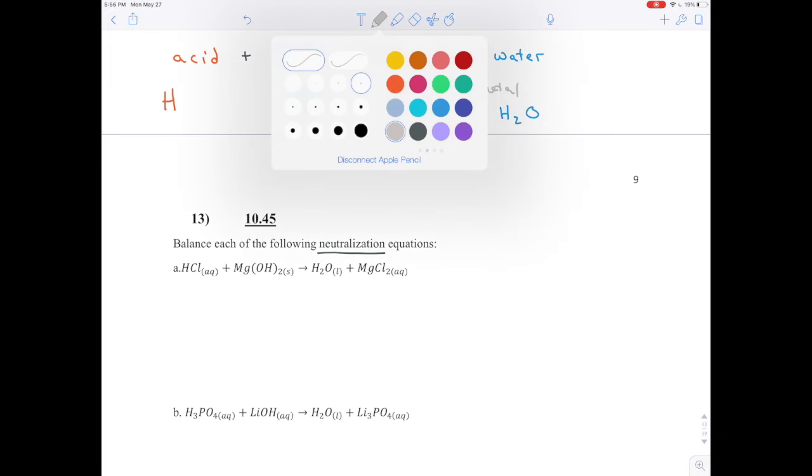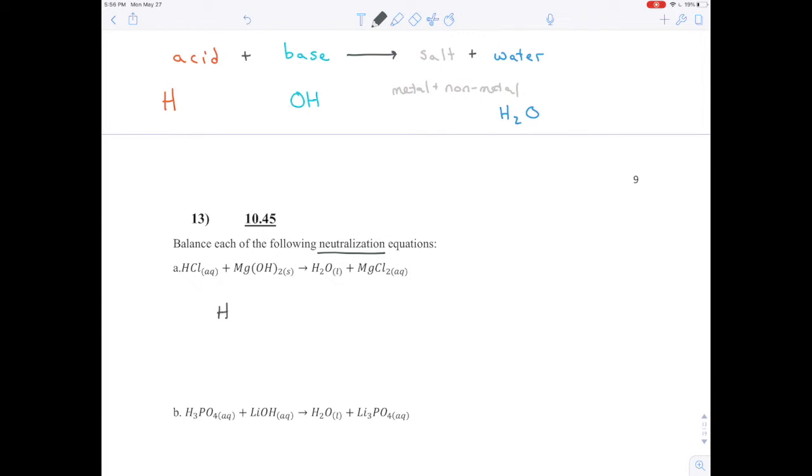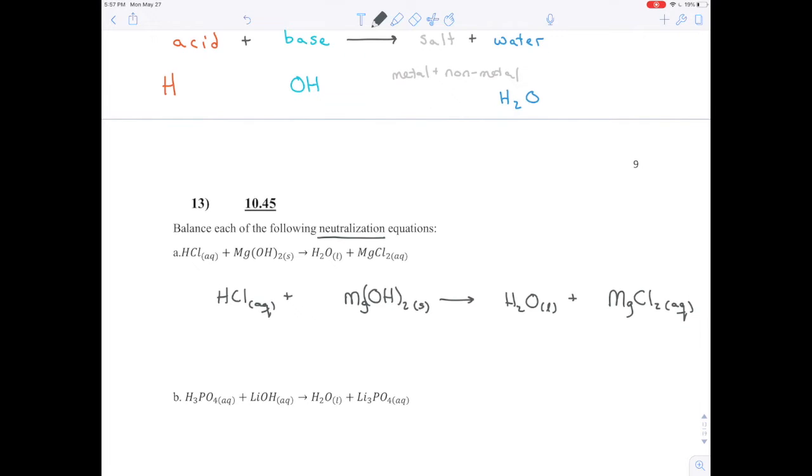Okay, so first I'm just going to write this out so that I have a little more room between everything. HCl(aq) plus Mg(OH)2. This (s) means it's a solid, and that's going to produce H2O. The (l) here is telling you that you have a liquid, and then MgCl2. And the (aq) here is telling you that that is aqueous. It's dissolved in water, as if it were in an aquarium, or if it were aquatic.